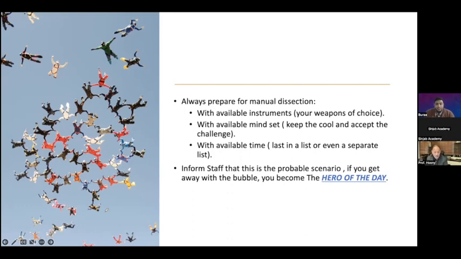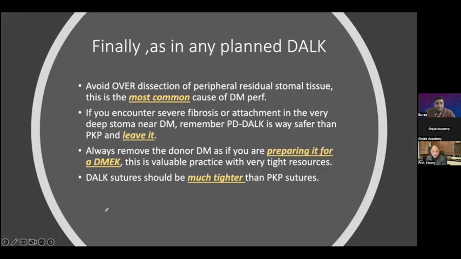So if you get away with an air bubble, you become the hero of the day for all the nurses and technicians. But if this does not happen, then you've told them that we are going to do manual dissection, guys, and you just try the air bubble and see if it works or not. Finally, as in any planned DALK, try to avoid over dissection of peripheral residual stromal tissue. This is the most common cause of Descemet's membrane perforations.